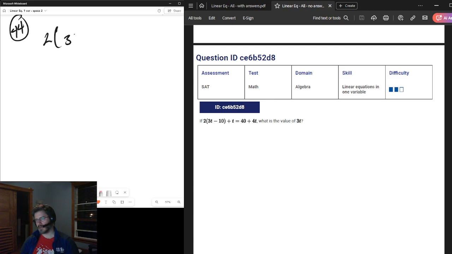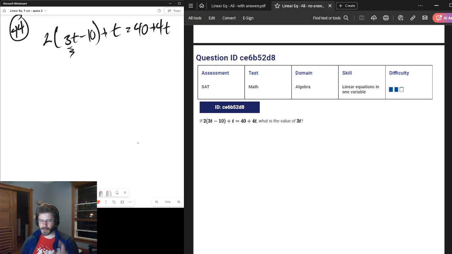2, 3t minus 10 plus t equals 40 plus 4t. What is the value of 3t? 3t is right there. I'm not going to do the trick where I replace it with something because I don't have a 3t kind of repetition here. I can't just isolate for that term. Maybe I can, but there's another lingering t here and I want to clear those off. I want to isolate t completely. So I'm not going to replace it with something.